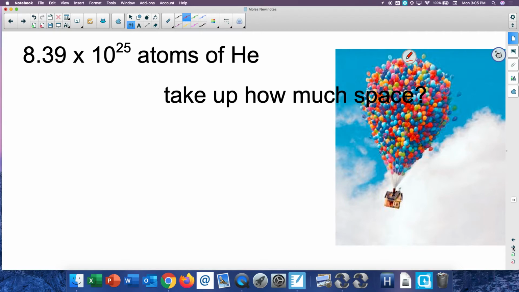8.39 times 10 to the 23rd atoms of helium take up how much space? Talk to the person next to you. Don't start doing this problem. Just talk to the person next to you about this problem. How would you do it? Go. Take 30 seconds to talk about what you would have to do. Learn how much space that many atoms of helium take up. Discuss. Nobody touched their calculators yet. Just talk about it.